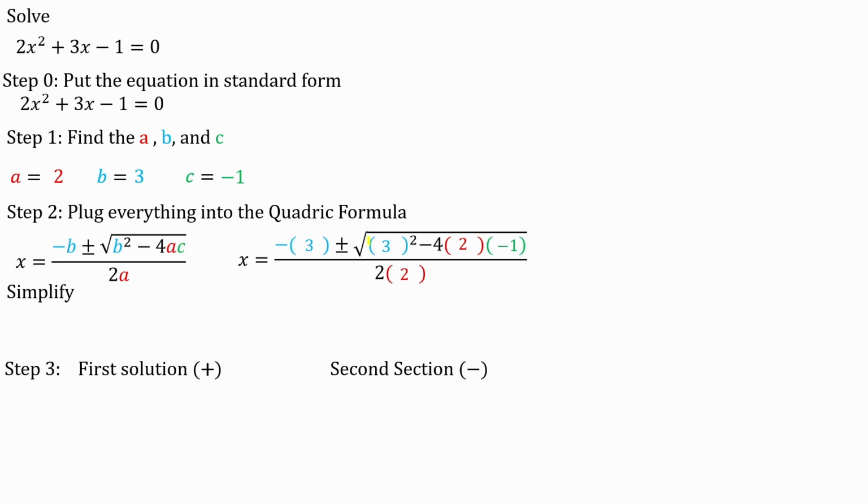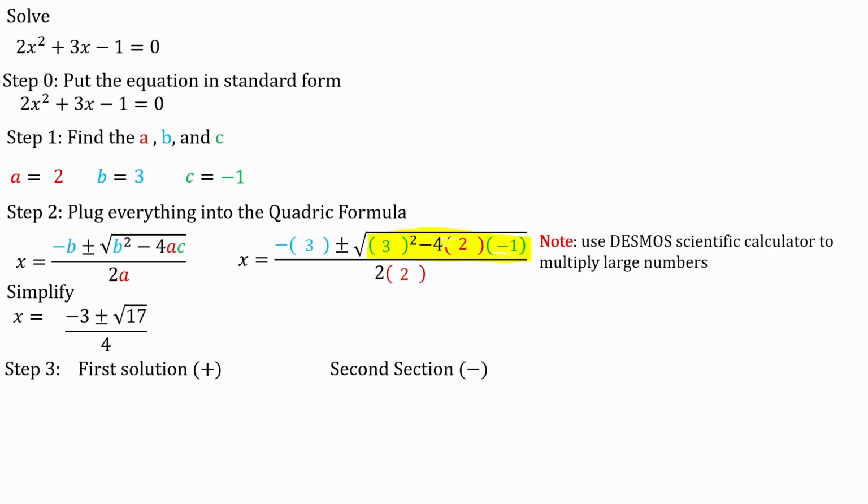This part you have to put in the calculator. Put this part, not the radical part, just whatever this is. That's what you're putting into the calculator. And you should use Desmos to multiply those large numbers. That is 17. So it is radical 17, because that 17 was what was inside the radical.